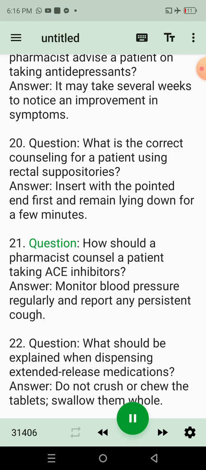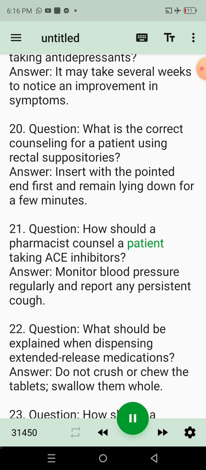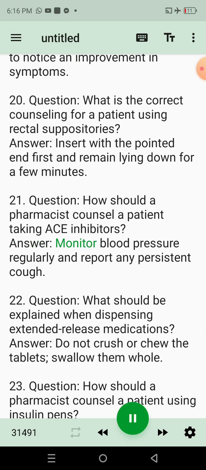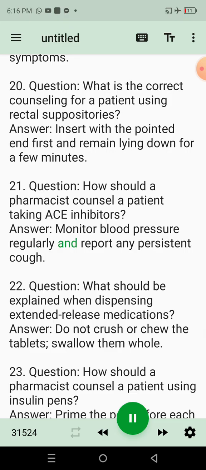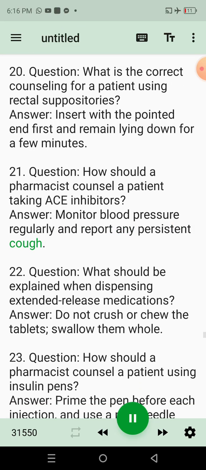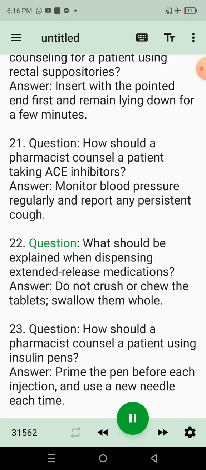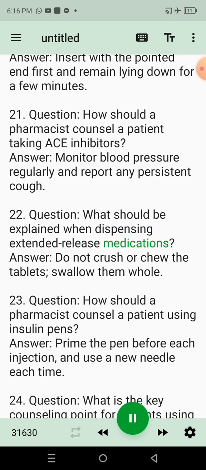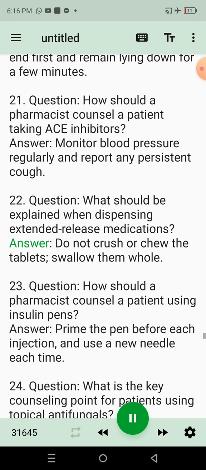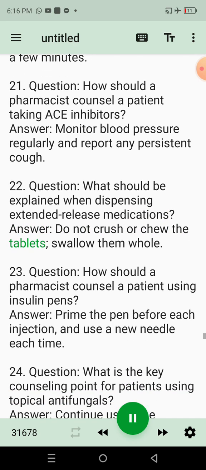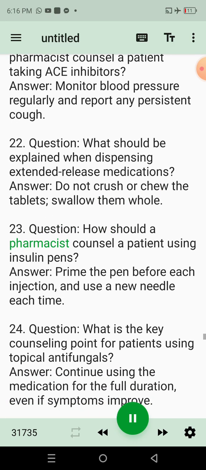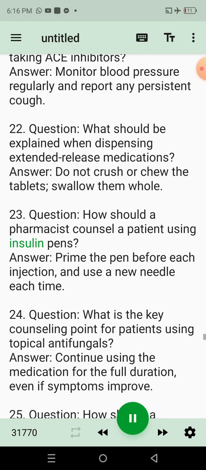21. Question: how should a pharmacist counsel a patient taking ACE inhibitors? Answer: monitor blood pressure regularly and report any persistent cough. 22. Question: what should be explained when dispensing extended-release medications? Answer: do not crush or chew the tablets. Swallow them whole. 23. Question: how should a pharmacist counsel a patient using insulin pens?